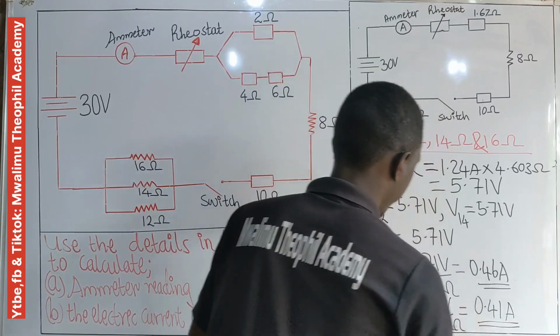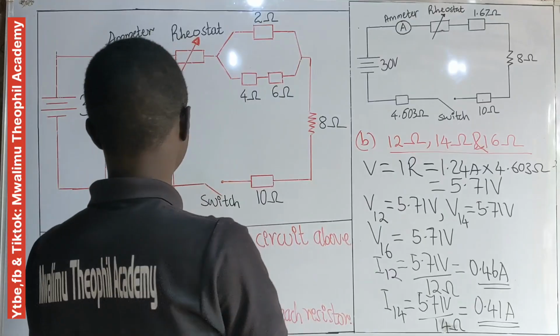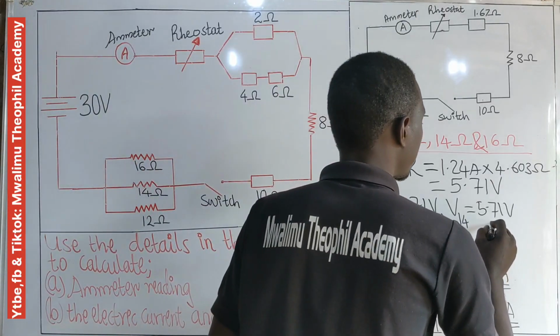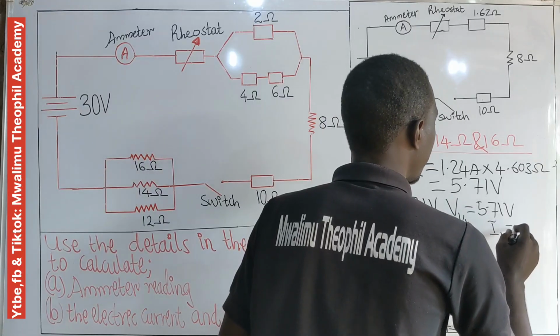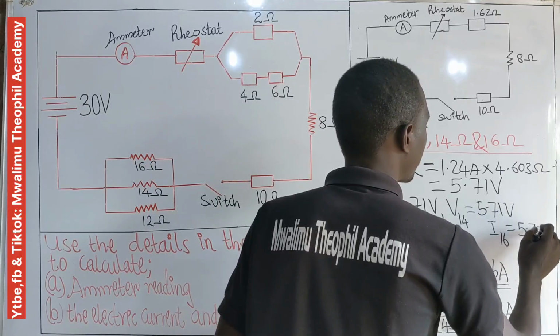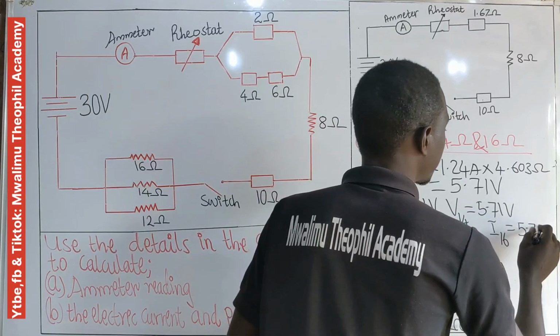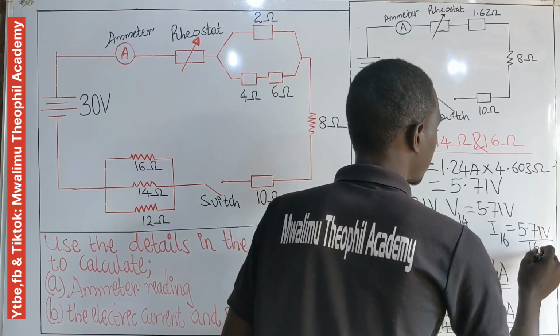Now, this is the current in a 14 ohm resistor. What about the current in the 16 ohm resistor? As usual, the current in the 16 ohm resistor, I16, will be equal to its potential difference, which is 5.71 volts, divided by its resistance, which is 16 ohm.